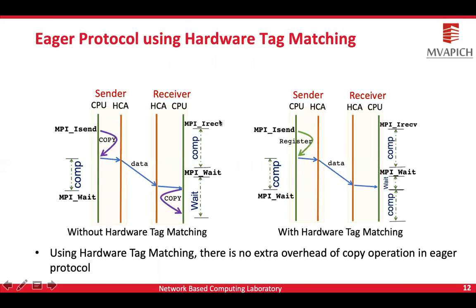As we are showing in this figure, on the left-hand side, I'm showing the eager protocol just like we discussed before. However, on the right-hand side, we can see the eager protocol using hardware tag matching. The main difference is at the receiver side. Since the receiver HCA can perform MPI tag matching, it knows where the receiver buffer is. Therefore, it can perform tag matching and directly place the data in the receiver buffer. However, on the left-hand side, in the regular manner, we have one extra copy overhead.